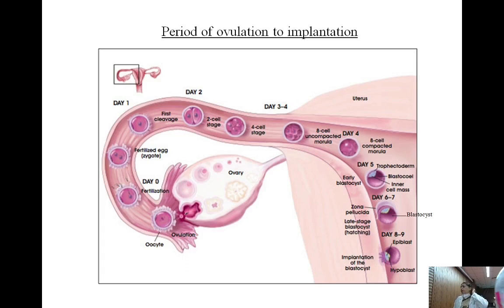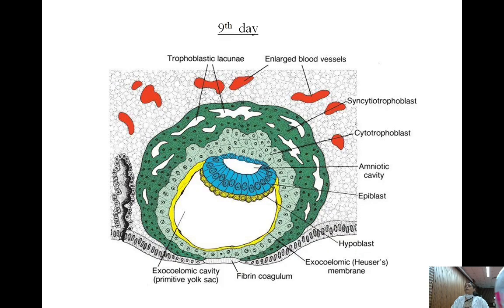They cannot get time to make a wall surrounding them. So there will be only the cytoplasm, and the nuclei are present in the cytoplasm, so that is known as syncytiotrophoblast. But in the deeper part of the syncytiotrophoblast, the trophoblast cells will form the cell boundary, so they are known as the cytotrophoblast. Okay.